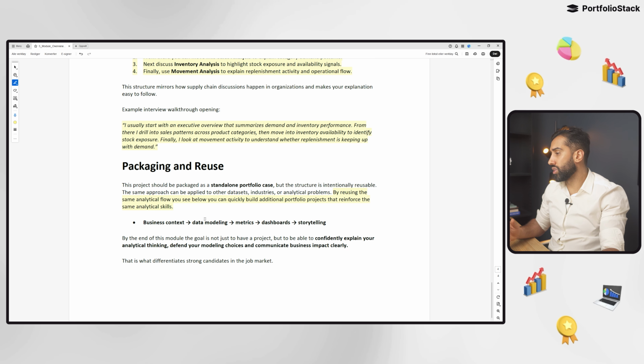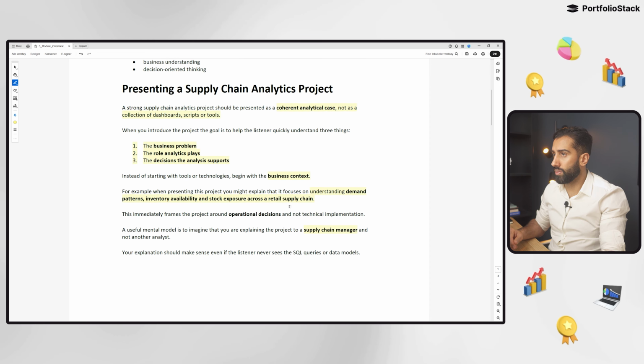By the end of this module, the goal is not to just have a project, but to be able to confidently explain your analytical thinking, defend your modeling choices, and communicate business impact clearly. And that's something I think differentiates strong candidates in a quite competitive job market, to be able to bridge the technical world and the business world.